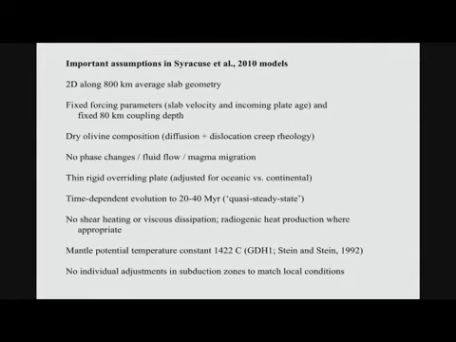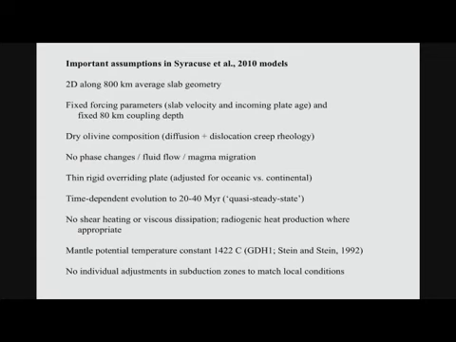1422.5 degrees Celsius. This incredibly precise number is based on the GDH1 model by Stein and Stein, which is based on the flattening of the heat flow curve. It's a plate cooling model where they have a temperature of 1450 degrees at the base of the lithosphere. That translates to a potential temperature of this.